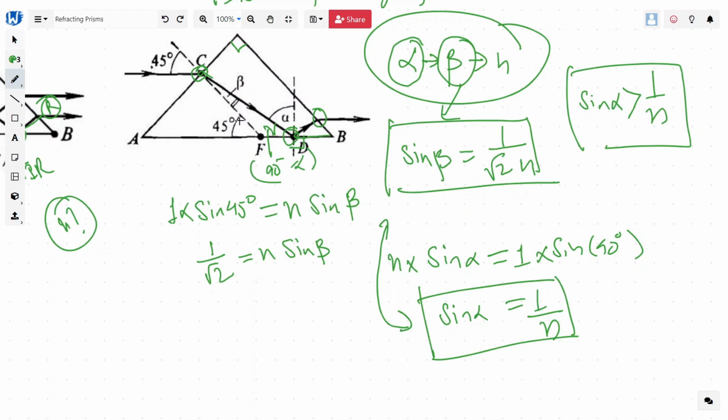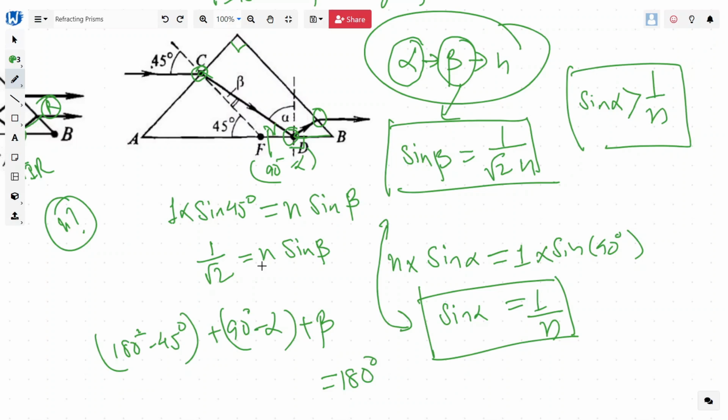Again, this is 45. Okay, this is 180 minus 45. Okay, that much we can write. Then we add that up, 90 minus alpha and beta, right? It will be equal to 180.